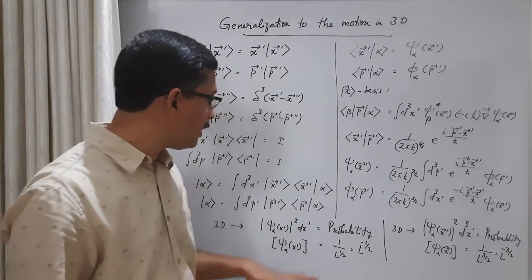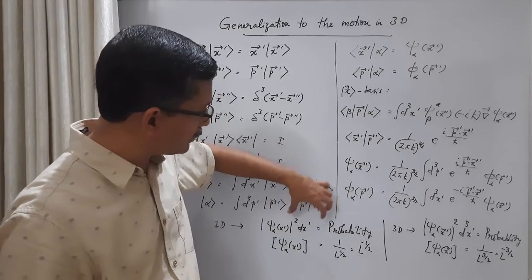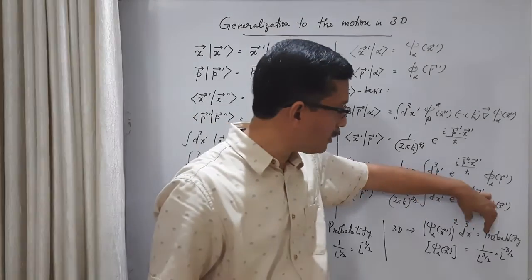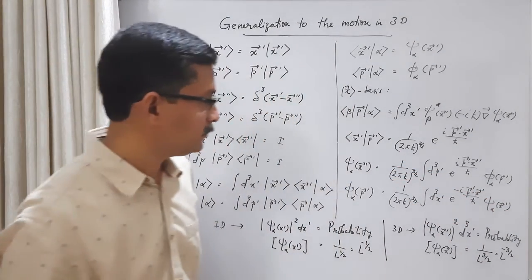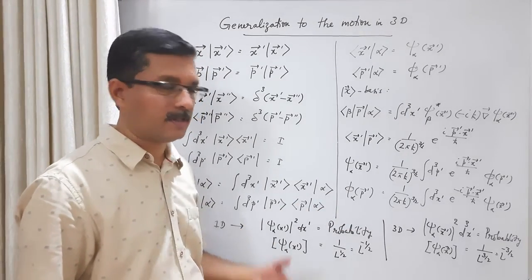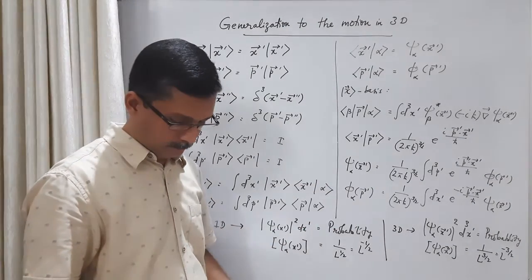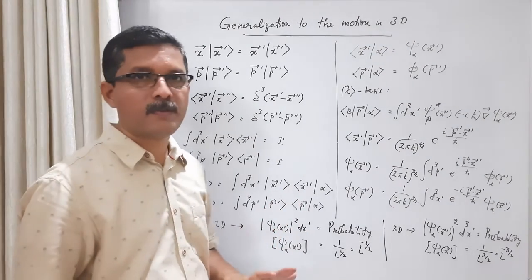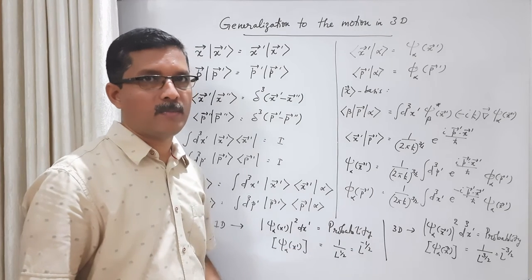We can find this dimension from this relationship. Always |psi alpha|² dx is probability, which should be dimensionless. So in three dimensions, |psi alpha|² times the volume element is probability. From that relationship we can easily find the dimension of the wave function in one dimension, two dimensions and three dimensions. So with this we can conclude our discussion on position space and momentum space, or coordinate representation and momentum representation.